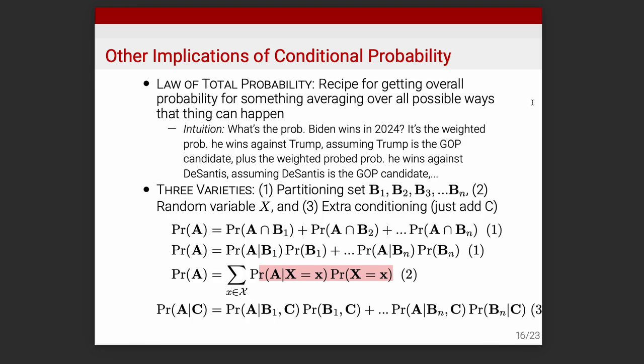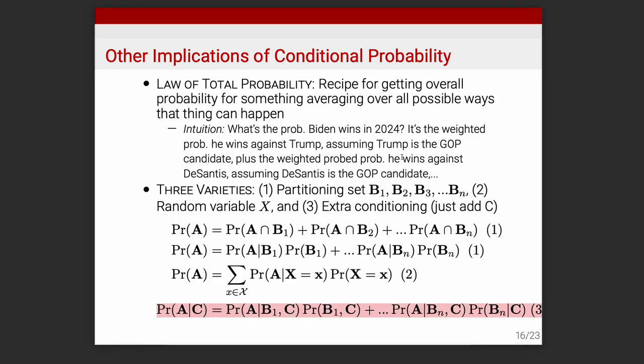And just on the bottom here, this bottom equation is basically saying you can also condition on some other event C, and the same thing holds. In other words, the probability that Biden wins, given he's the nominee, equals the probability he wins. You can always just condition on that event C, and the whole thing goes through. It's sort of the lingo of it. So that's what equation 3 is saying.